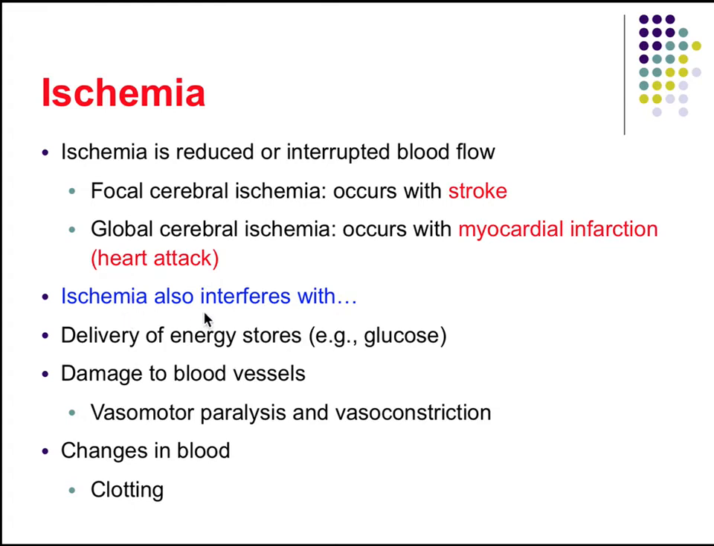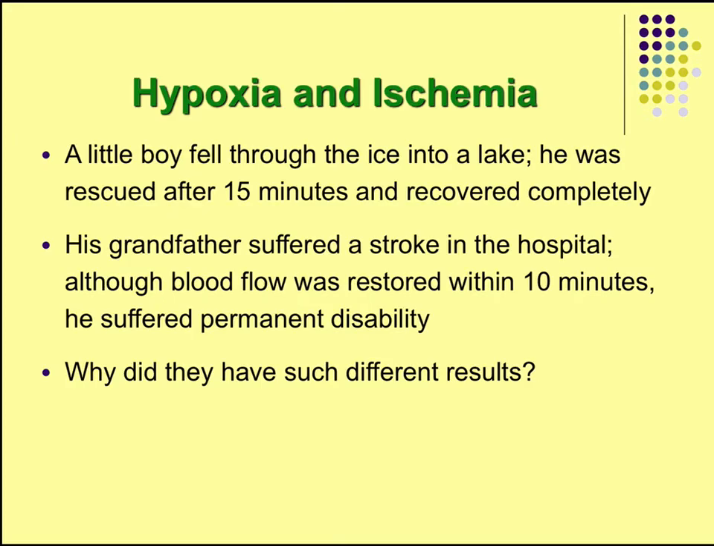Now, ischemia, like I said, doesn't just mean you have less oxygen. You also don't have a lot of blood going either. So there are some additional issues with ischemia. It also interferes with the delivery of our energy stores. So you're also not going to be able to deliver glucose like normal. In addition, you're going to damage your blood vessels because our blood vessels aren't going to have the blood in them that they should. So it can lead to vasomotor paralysis and vasoconstriction. And you're going to get changes in the blood itself like clotting, which obviously can lead to more blockages.